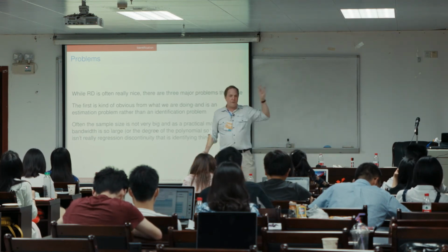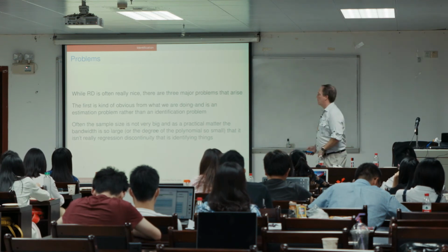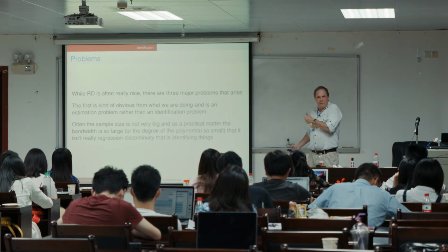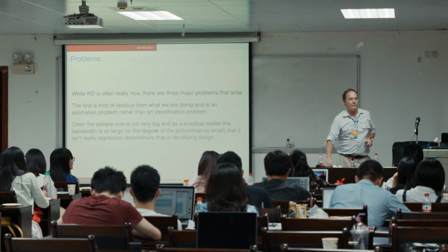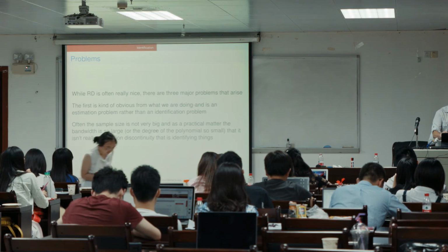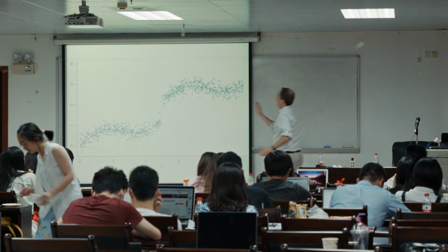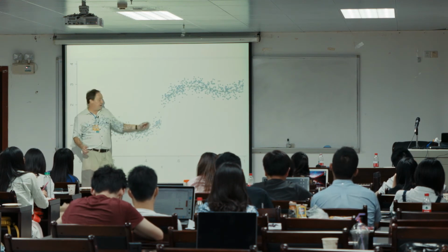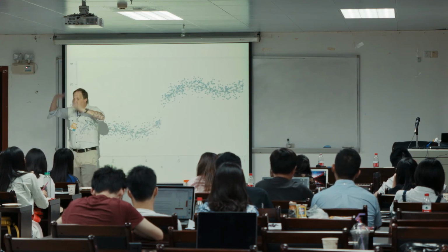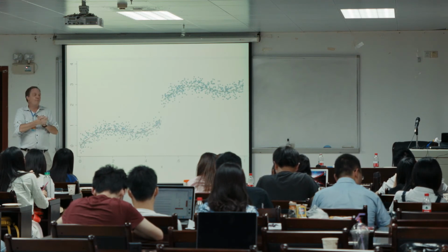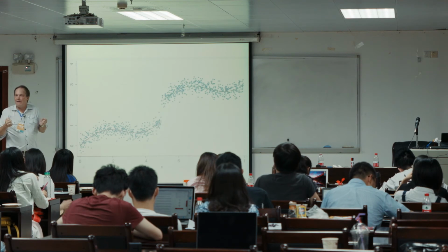Problems. So there's three potential problems with RD that might arise. The first one is kind of obvious: this is really data hungry, right? You want to have a lot of observations. Going back to this picture, you want to have a lot of observations that are really close to this line. And if this red line and this green line weren't very smooth, then you need lots and lots of data. So sometimes we just don't have that much data.